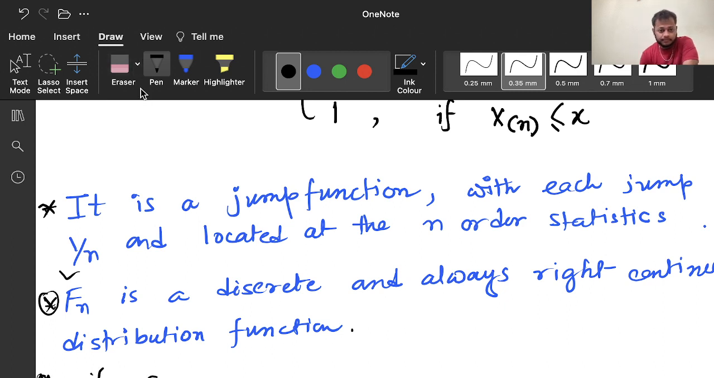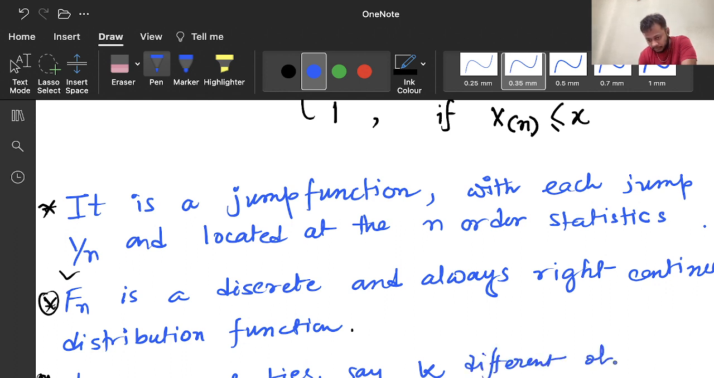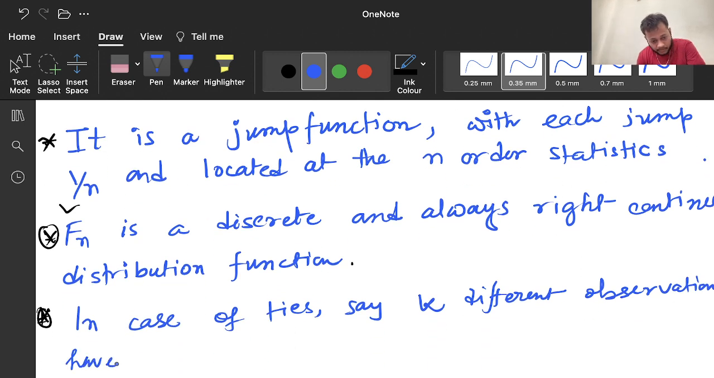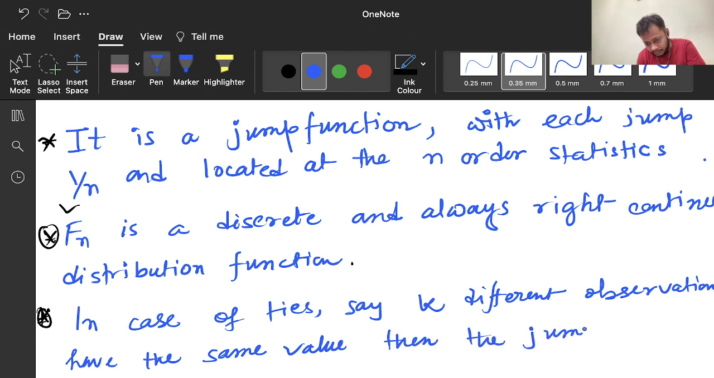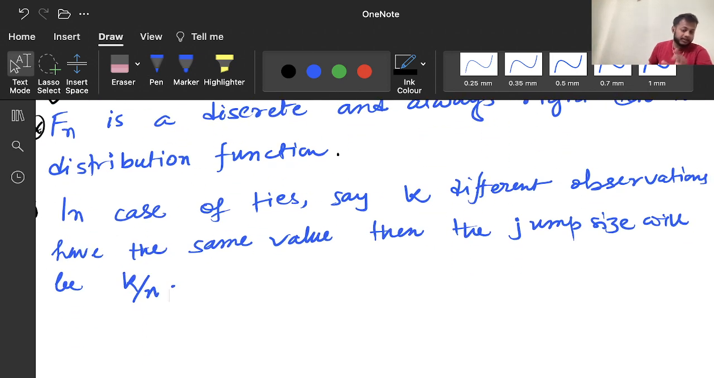Another thing is, in case of ties, say k different observations have the same value, then the jump size will be k by n. That's all.